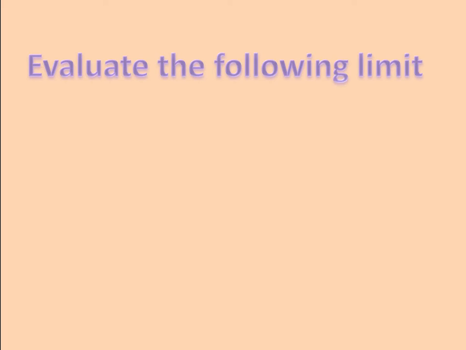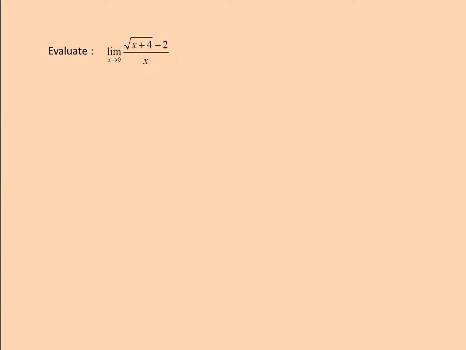Evaluate the following limit, that is limit x tends to 0 of (root of x plus 4 minus 2) by x. We'll see how to do this problem of evaluating the limit. This is the given question: limit x tends to 0 of (root of x plus 4 minus 2) by x.